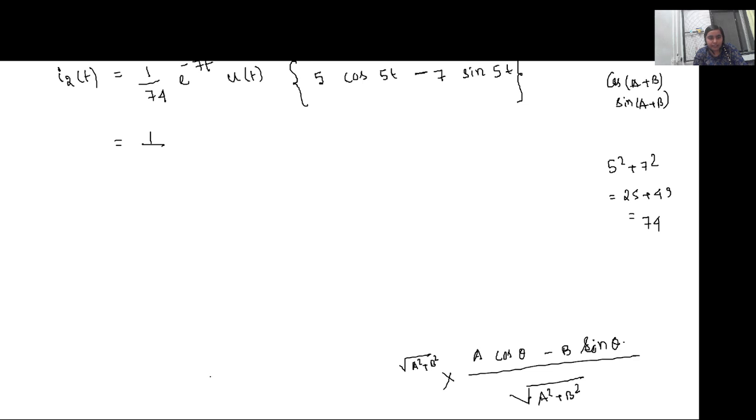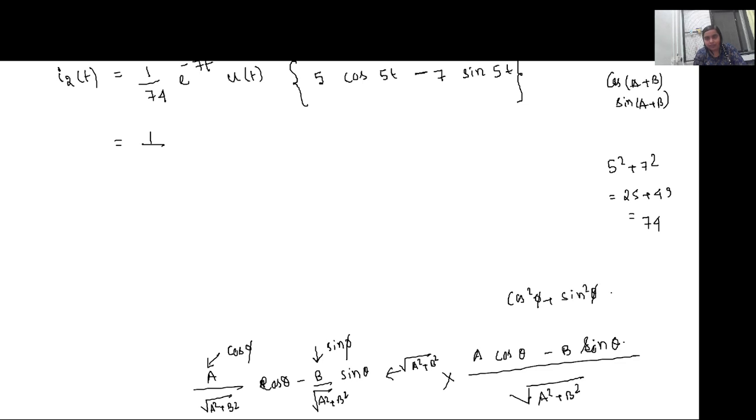Because then we can write a by square root of a square plus b square cos of theta minus b by square root of a square plus b square sine of theta. Consider this to be cos phi, consider this to be sine phi. Now we know universally cos square phi plus sine square phi has to be 1. This condition has to be satisfied. So when we normalize these constants, you will see we get back to this expression.